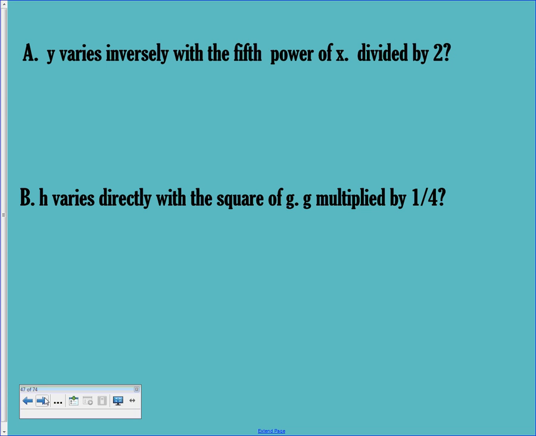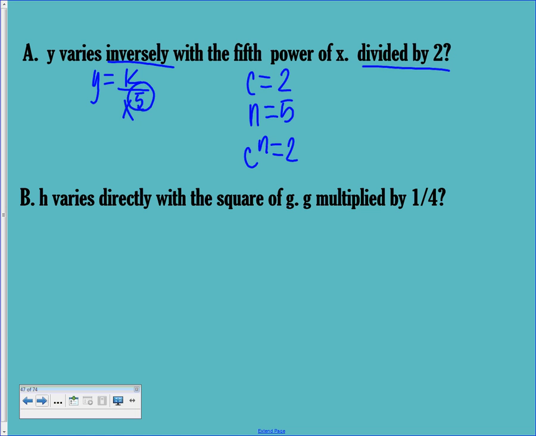Example A says y varies inversely with the 5th power of x. Maybe I'll just write an equation so I can have a visual. Y varies inversely, so that means divided by, and then the 5th power of x. That's my equation. So my question is, how is y changed if x is divided by 2? My c is my change, and I'm dividing by 2. N is my exponent in my equation, so that's 5. So c to the n is 2 to the 5th, which is 32.